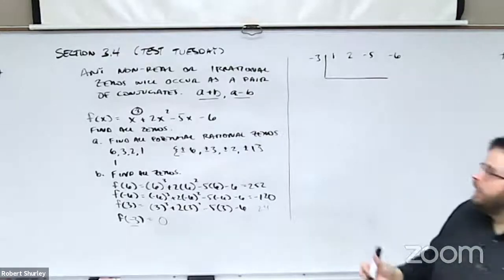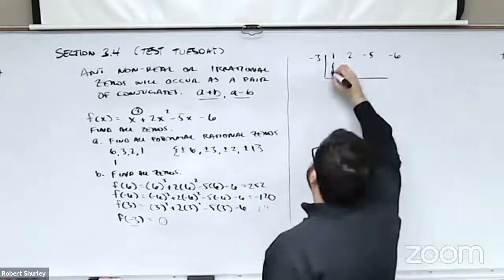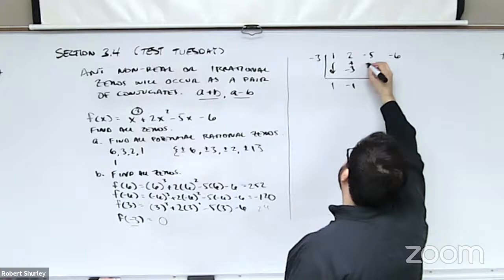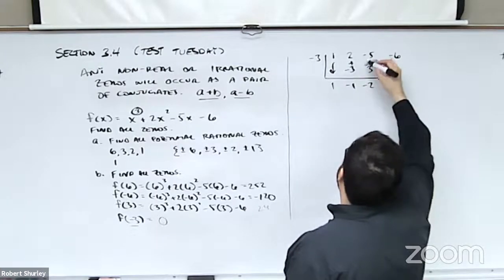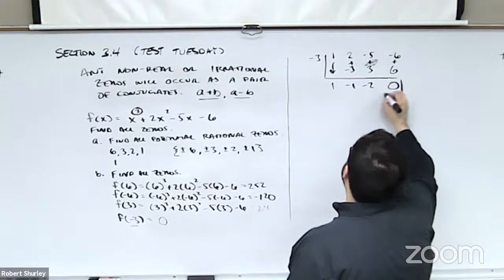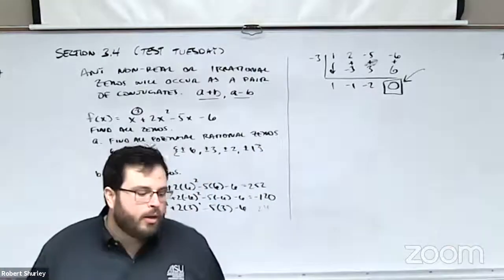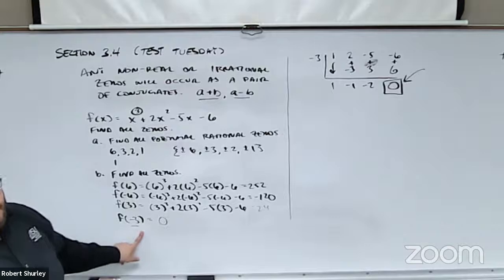And then we just divide it out. We do synthetic division. It's called synthetic division, Alex. Bring down the 1, -3, add -1, 3, -2. Add, you get -2. -2 times -3, you get +6. Then you get 0.